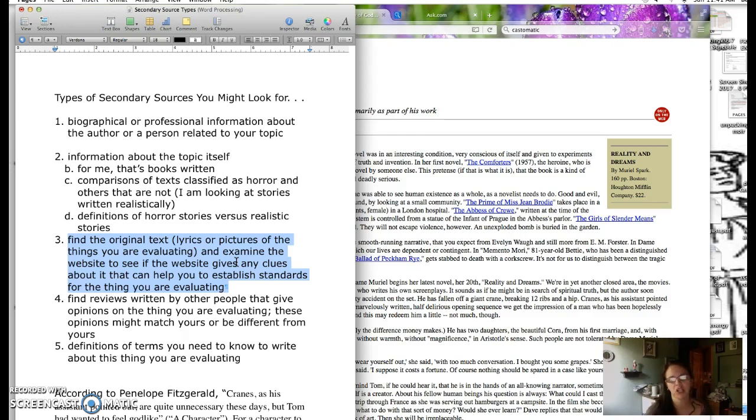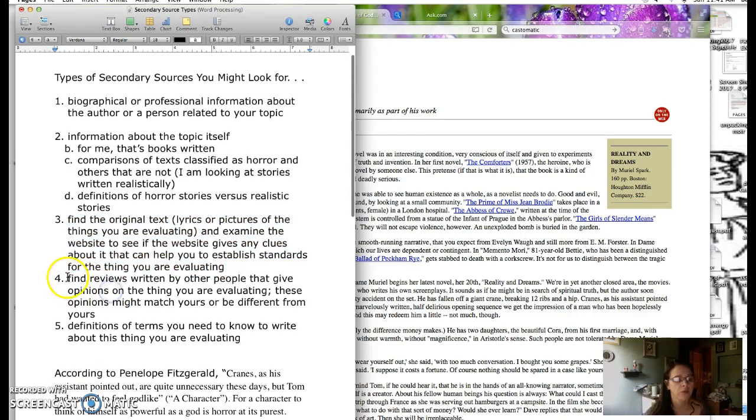So your text changes depending on what your topic is, right? You can find reviews written by other people. And we talked about this in class when we workshopped the drafts, finding reviews of what people have said about these things. For those of you doing music, you can go to any music magazine website and see if there are articles about the album or the tracks that you're looking at.